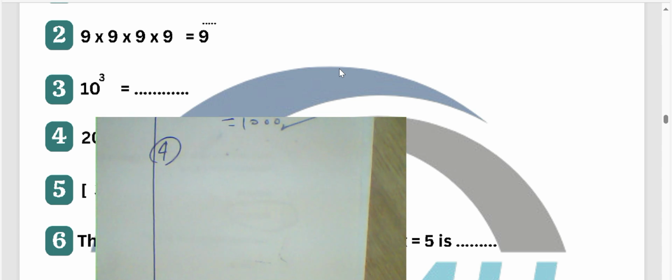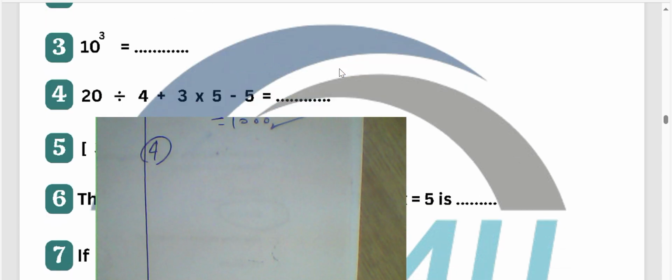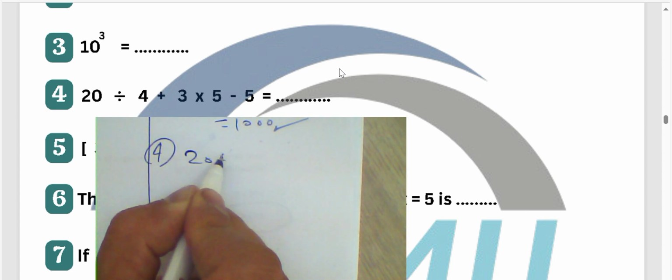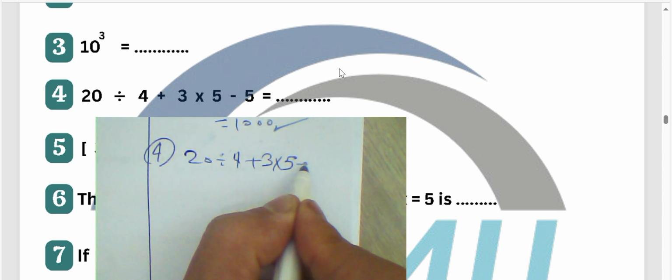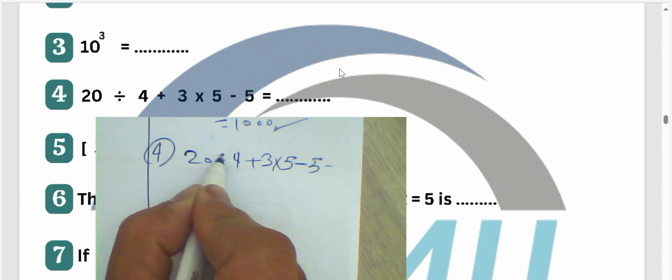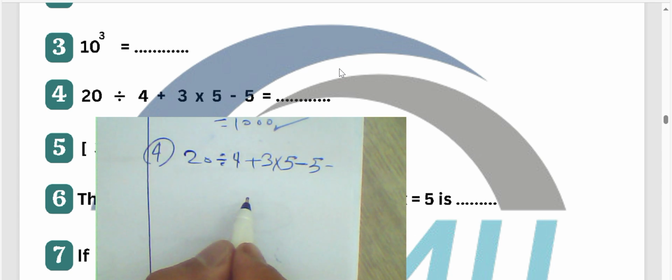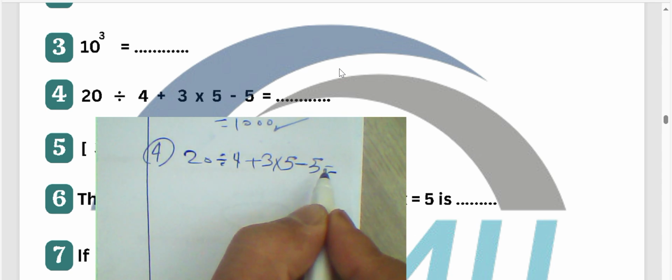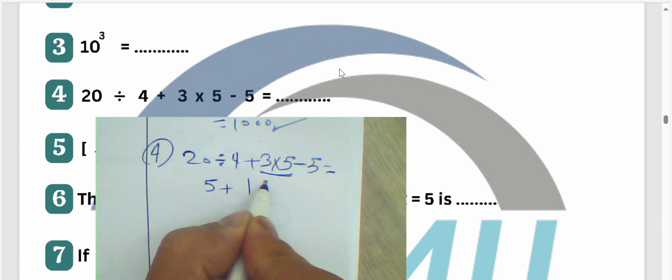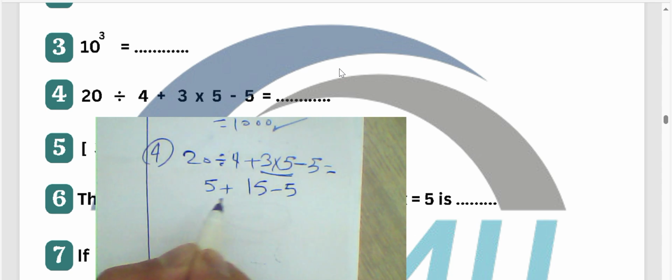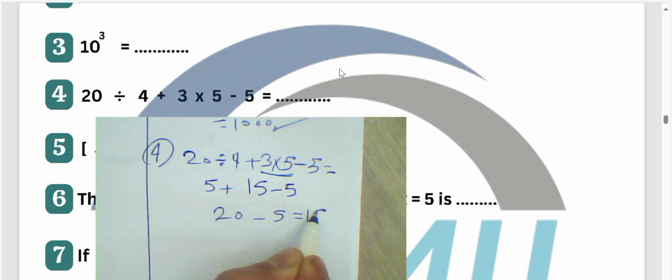Question 4. 20 divided by 4 plus 3 times 5 minus 5. It's the order of operations. We know parentheses first, exponent next, multiplication and division are the same step, and addition and subtraction are done from left to right, first come, first served. Then 20 divided by 4 is 5, and 3 times 5 is 15. Then 5 plus 15 is 20. 20 minus 5, the result will be 15.